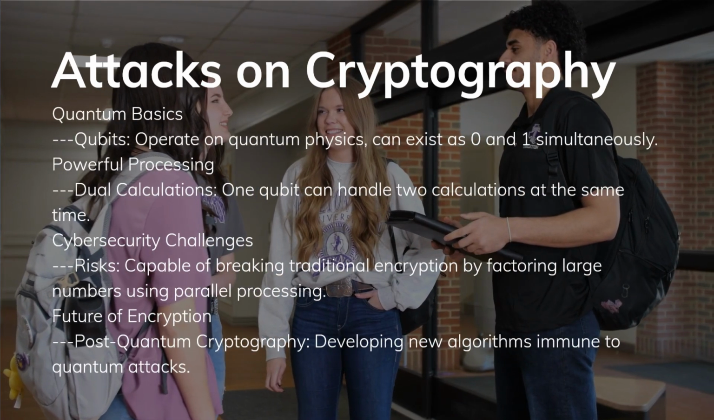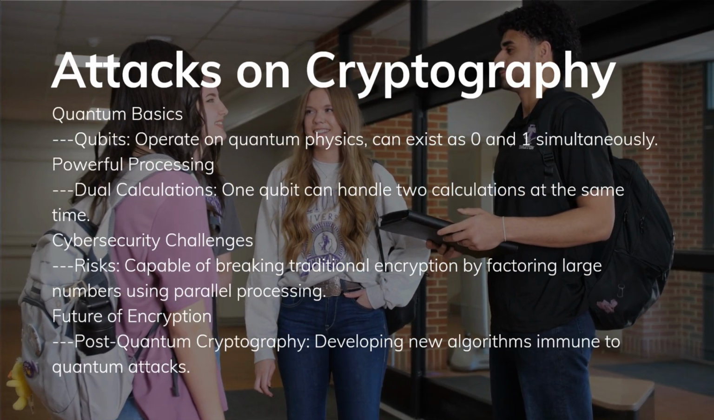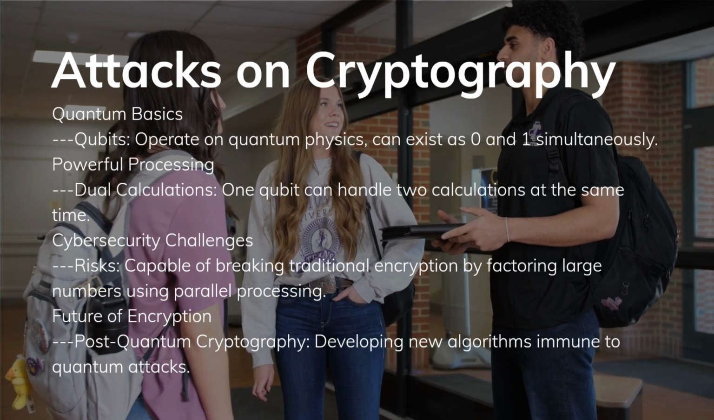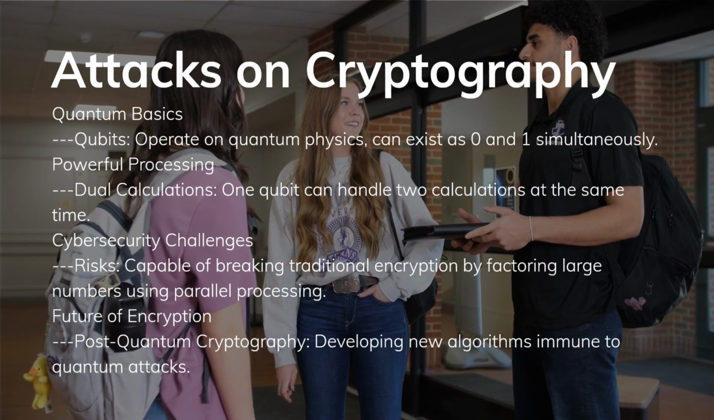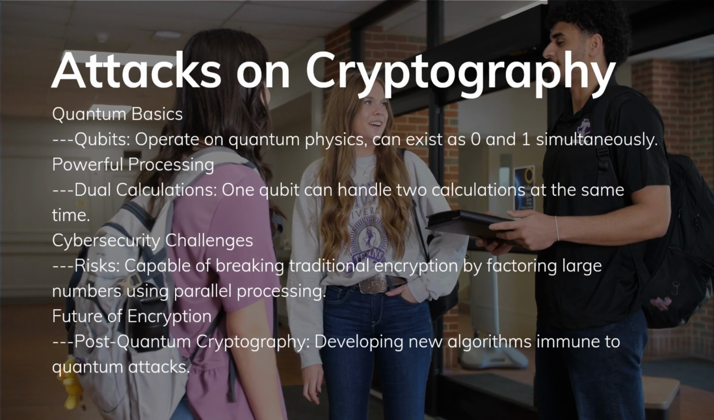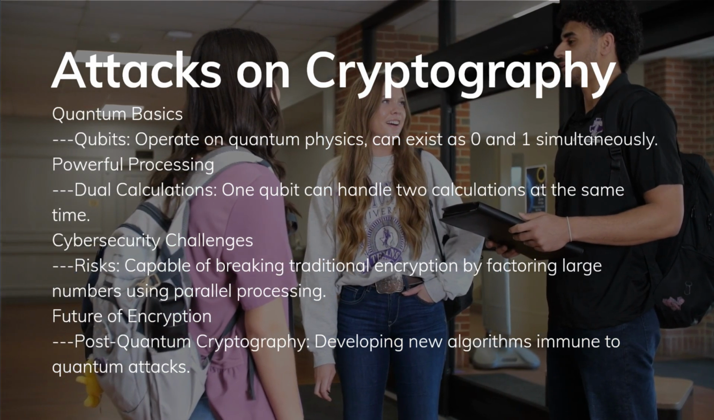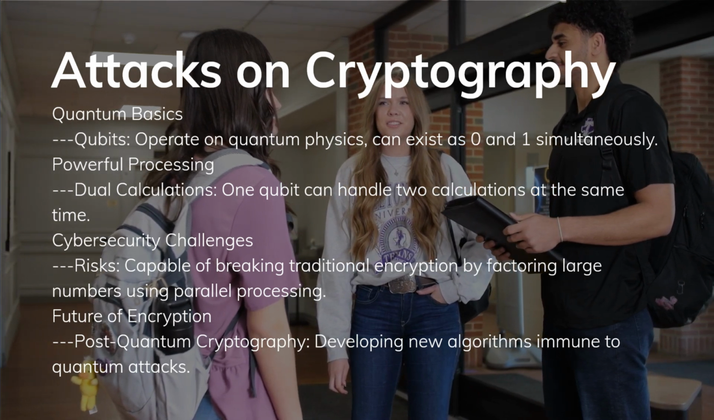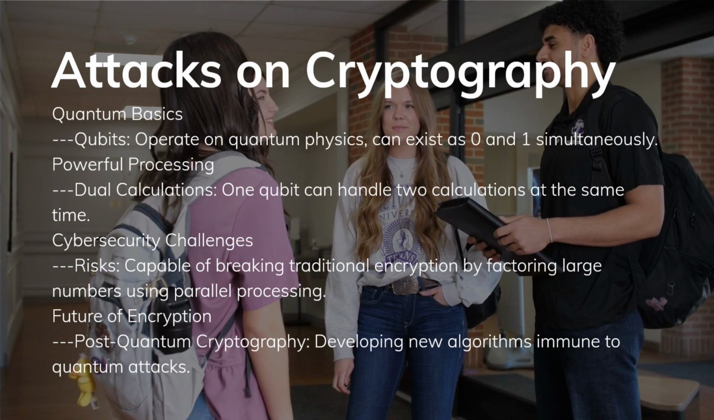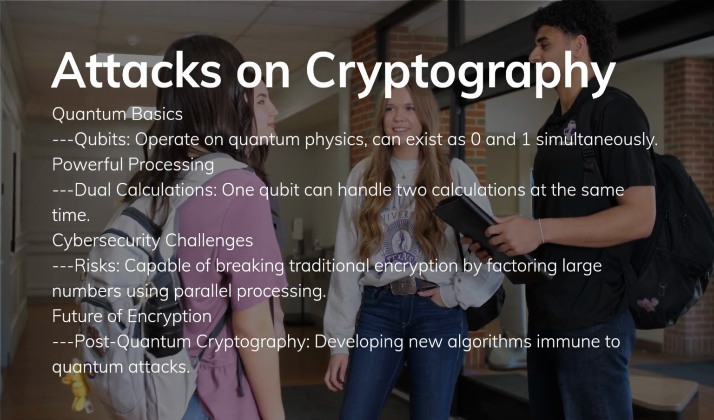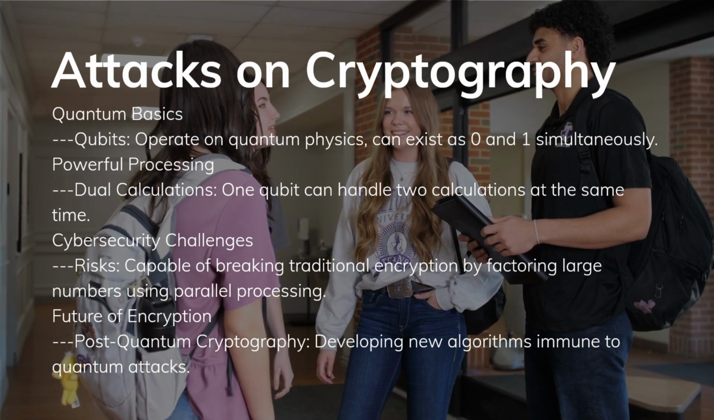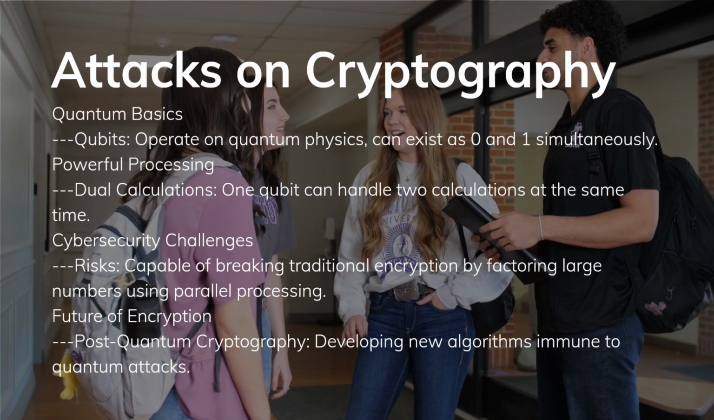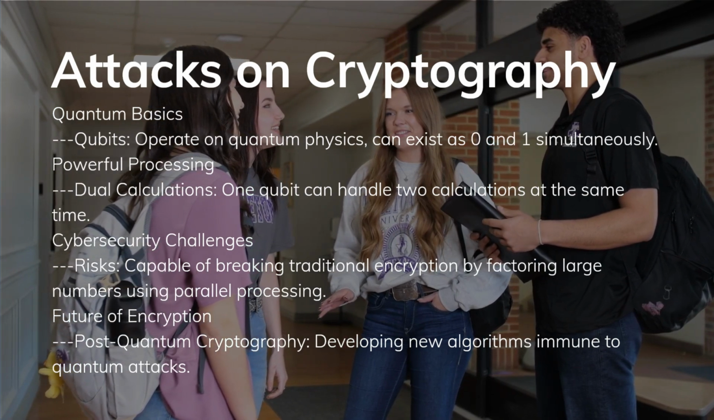Quantum computing might sound like something from a sci-fi movie, but it's a real technology that uses the rules of quantum physics. Instead of using bits like traditional computers, which can be either 0 or 1, quantum computers use qubits. These qubits are super special because they can be both 0 and 1 at the same time. This allows a single qubit to perform two calculations at once. However, this cool feature also presents a big challenge for keeping information safe.